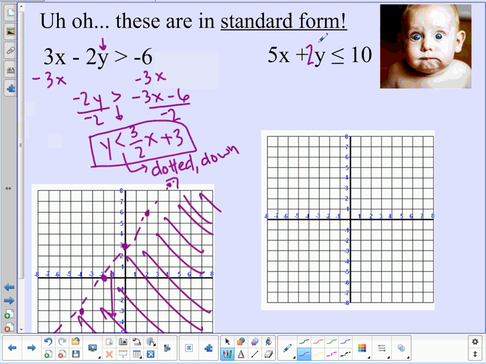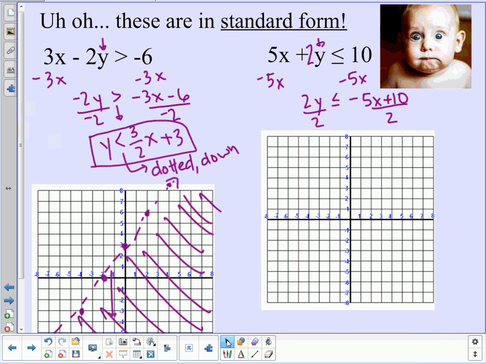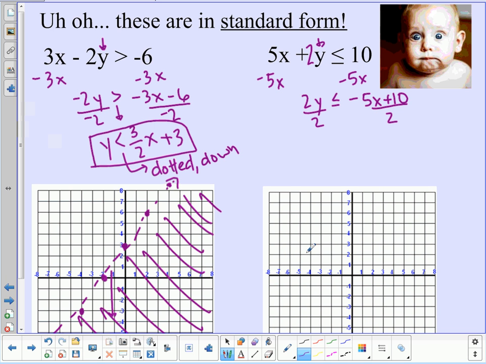So the first thing I need to do is get that y by itself. So I'm going to subtract 5x. And I have 2y is less than or equal to negative 5x plus 10, and then divide by 2. And when I do that, I end up with y. I don't need to flip my sign because I'm dividing by a positive. So y is still less than or equal to negative 5 halves x plus 5.